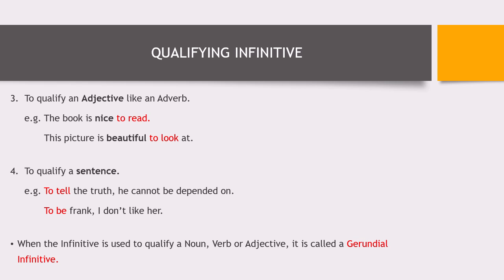4. To qualify a sentence. For example, to tell the truth, he cannot be depended on. To be frank, I don't like her. When the infinitive is used to qualify a noun, verb, or adjective, it is called a gerundial infinitive.